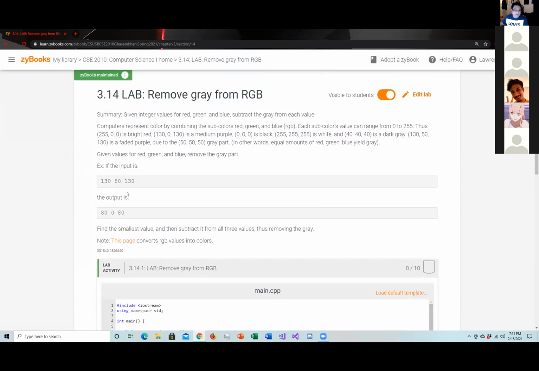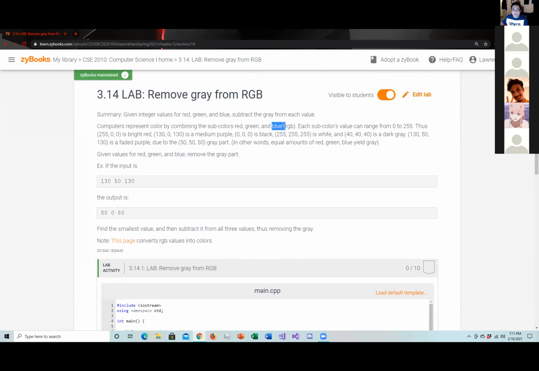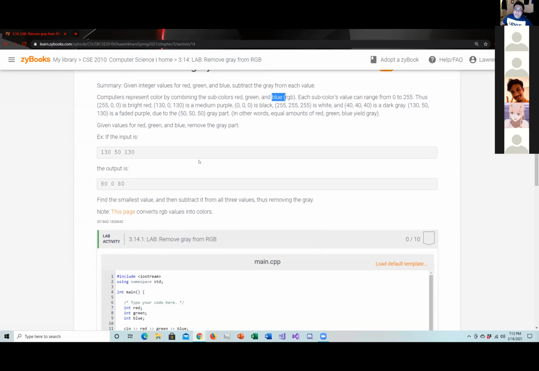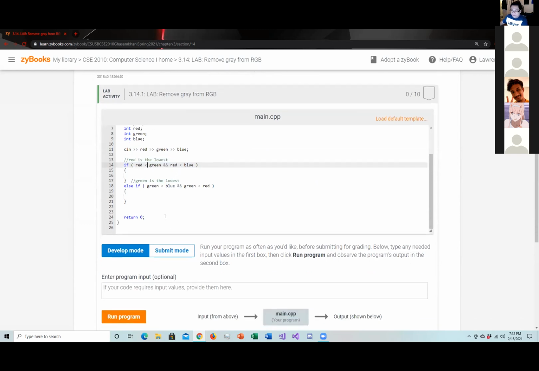Let's say I had 50, 80, 50. In that scenario, red and blue would both be the lowest because they're both 50. It doesn't matter if we subtract the red value from each of the three or the blue value from each of the three. We're subtracting 50 from all three values just the same. So it wouldn't matter. And I'm actually glad that you mentioned that. Because you mentioned that, I realize now that instead of saying less than, I should say less than or equals. Like that. I believe that's how you do it.